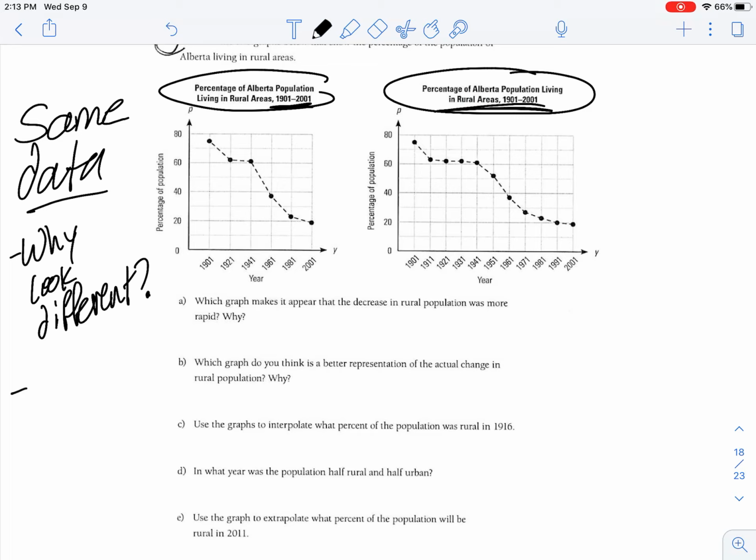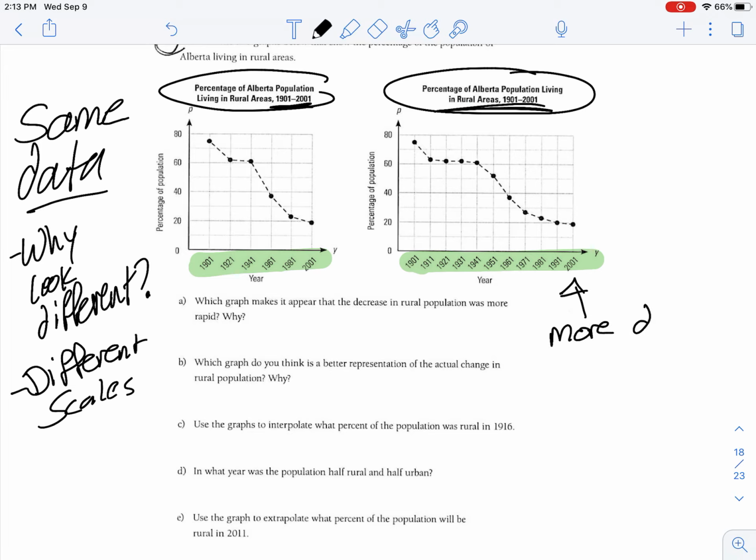That's because they're using different scales. Okay, if we look here, this right graph is showing more data. Okay, it has more data points. It's stretched out, so it helps us visualize what's going on. So sometimes, maybe on the news, if they want to try and show you something and skew what you understand, they might mess with how these things are scaled.